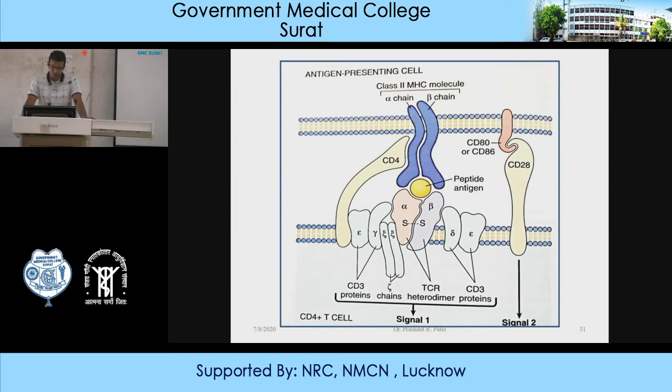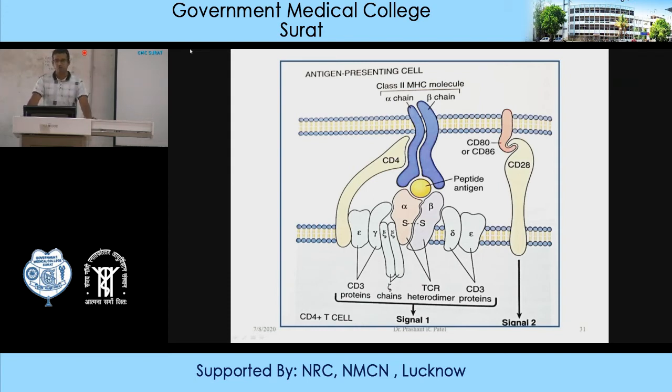Apart from the T cell receptor and coreceptor, another receptor is there for co-stimulation. It is known as CD28. All this makes up the T cell receptor complex, and above this you can see the MHC molecule and peptide antigen. For activation of the T cell, two signals are required. The first signal is derived when the peptide antigen presented by the MHC molecule is identified by the T cell receptor, and signal 2 is delivered when there is binding of CD28 with the co-stimulators CD80 and 86.